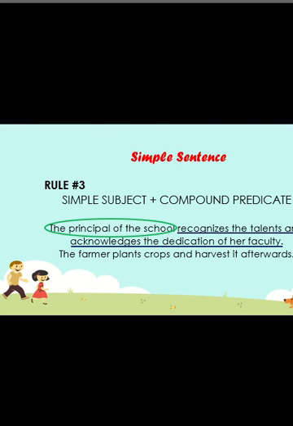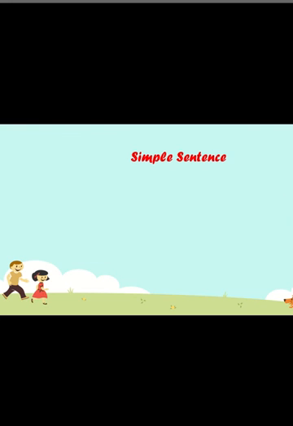What is the subject in the sentence? Okay, we have the farmer. Is it only one? Is the farmer only one? Yes, okay. And we have compound predicate, which is plants crops and harvests it. Okay, that is our compound predicate. So let's move on with rule number 4. Any more questions?